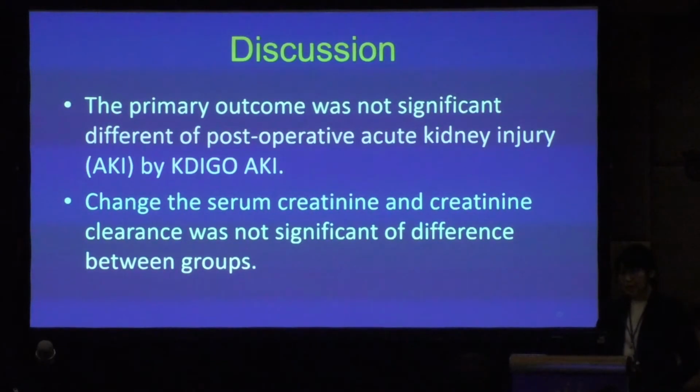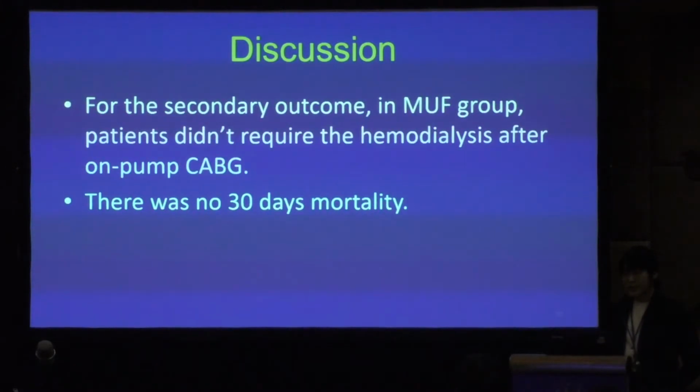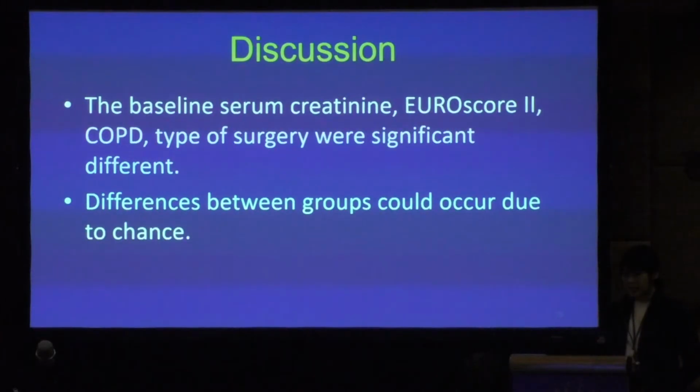So the discussion: the primary outcome was not a significant difference in postoperative AKI by critical criteria. The change of serum creatinine and creatinine clearance was not significantly different between groups. For the secondary outcome, in the MAF group, patients didn't require hemodialysis after on-pump CABG, and there was no 30 days mortality. In the baseline, serum creatinine, EuroSCORE 2, COPD, and type of surgery, as the diagram shows, were significantly different.